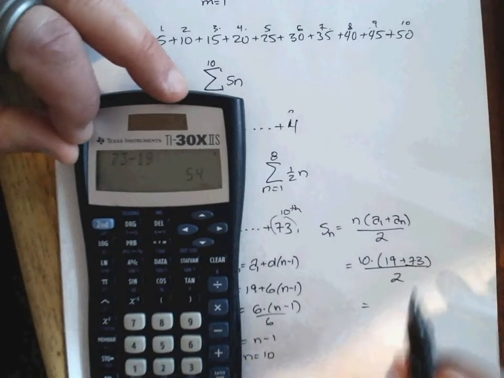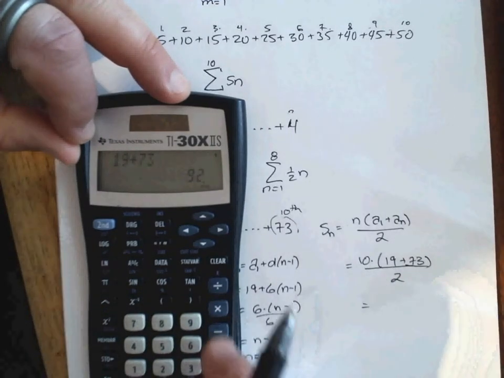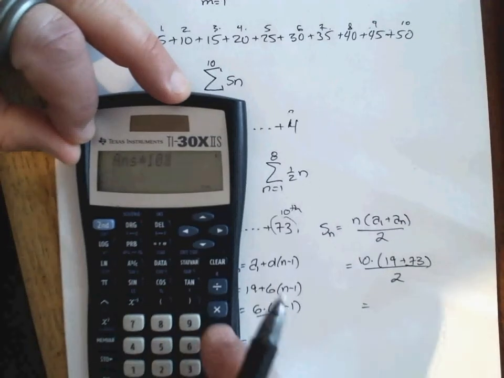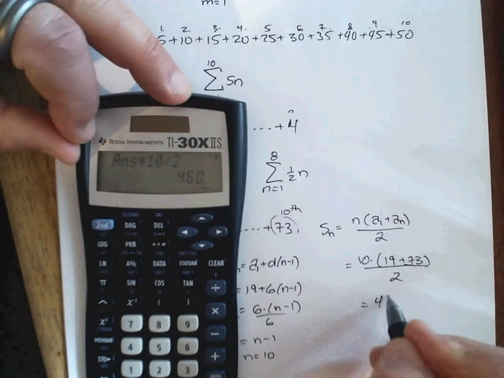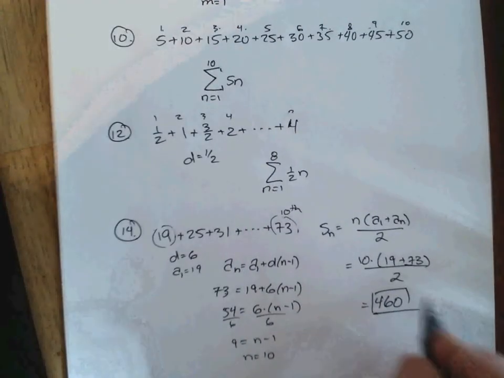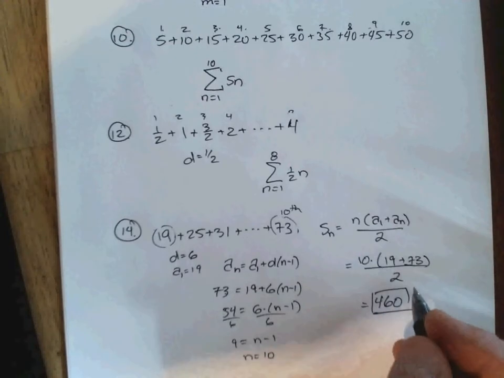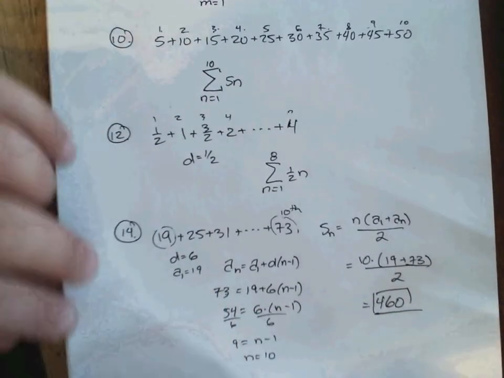And there you can plug in 10. Once you have that, you can do the 19 plus 73, multiply it by 10, and divide by 2. And you get the sum to be 460. All right, let's take a look at problem number 16 next.